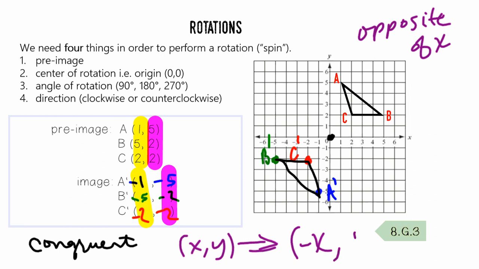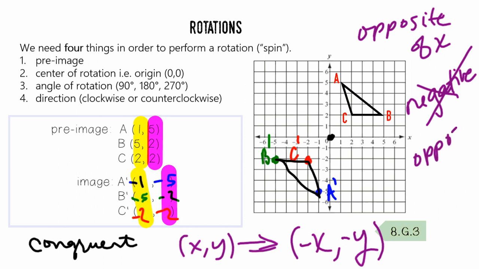What happened to our y values? It looks like all of our y values also became the opposite of what they were. So we'll put a negative sign here also, but I want you to know and use the word not negative. We're going to use the word opposite, the opposite of y. That lets us know that whatever y was, we will be writing the opposite of it.